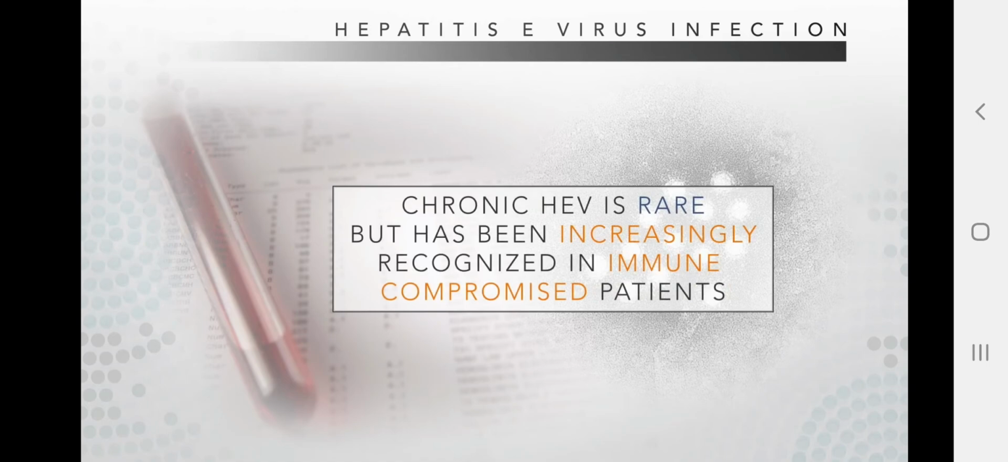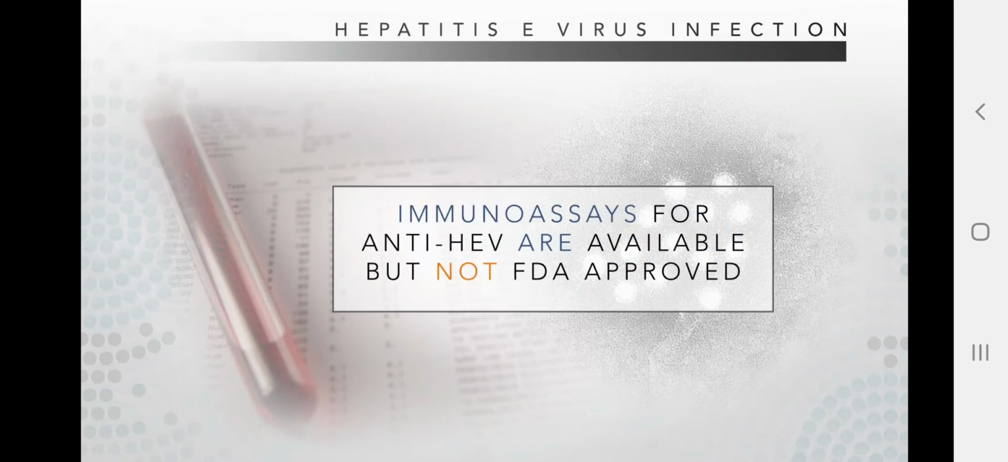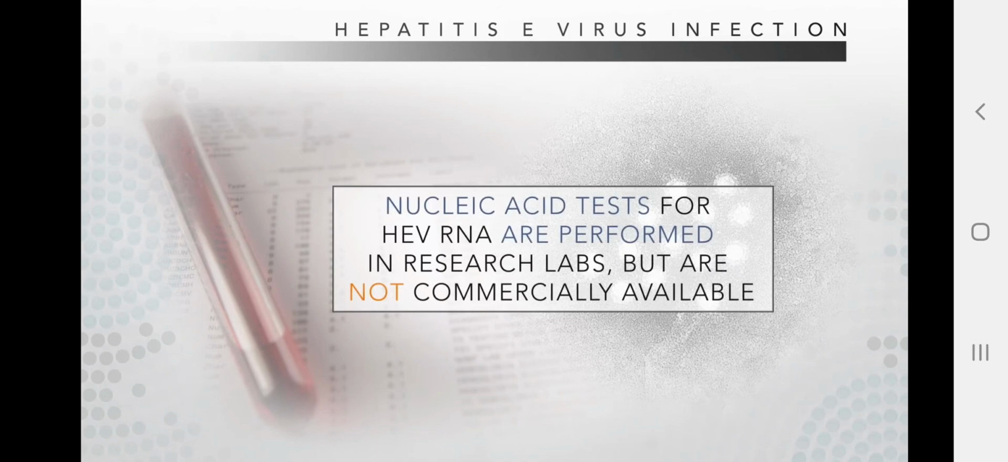Chronic HEV infection is rare, but has been increasingly recognized in immune-compromised patients. Immunoassays to detect anti-HEV are commercially available, but are not FDA approved. Nucleic acid tests for the detection of HEV RNA are performed in research labs, but are not commercially available.